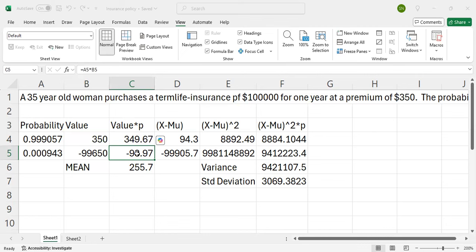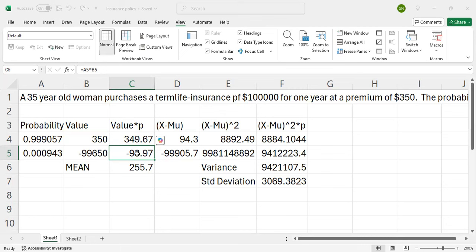Value for the first one is 350. Value for the second one, for the insurance company, is a loss, therefore it is negative, because it's going out through the door: minus 99,650. Do not think about 100,000, because at the start of the year they got 350. So the net loss in that case is 100,000 minus 350, which is 99,650. Negative sign, why? Because it's a net loss for the insurance company. And then I multiply it with the corresponding probability to get that figure, minus 93.97.